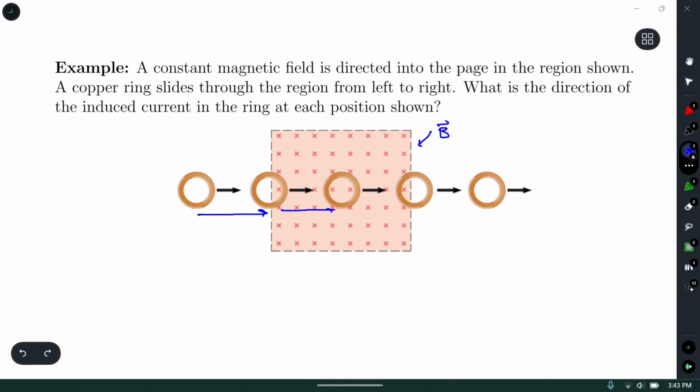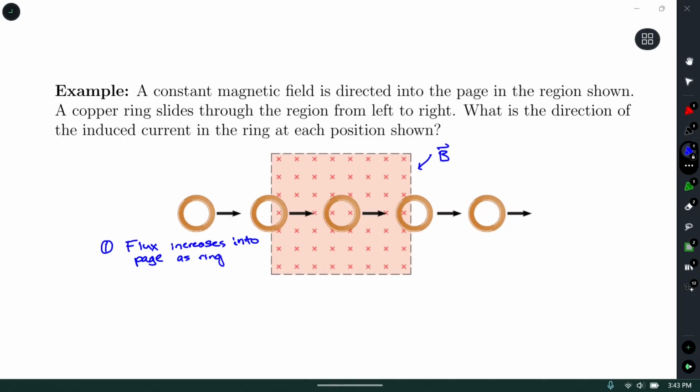So in the first stage, the ring goes from having no flux through it because it is not in the magnetic field yet, to having flux present within at least part of the ring. That means that the flux increases within the ring, and although flux doesn't technically have a direction, I like to think of that as an increasing flux into the page because more field lines are poking down into the page for the ring as the ring enters the magnetic field.